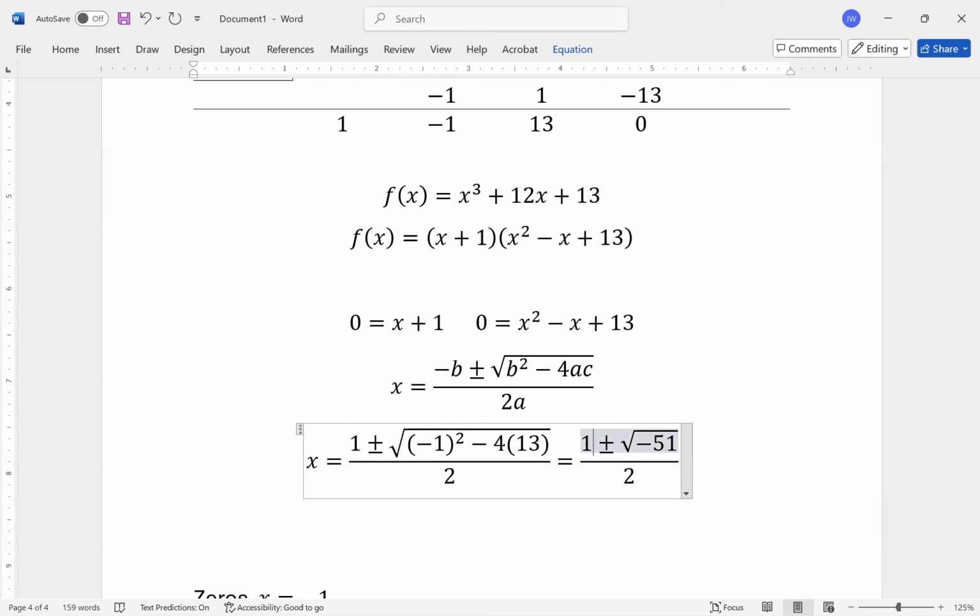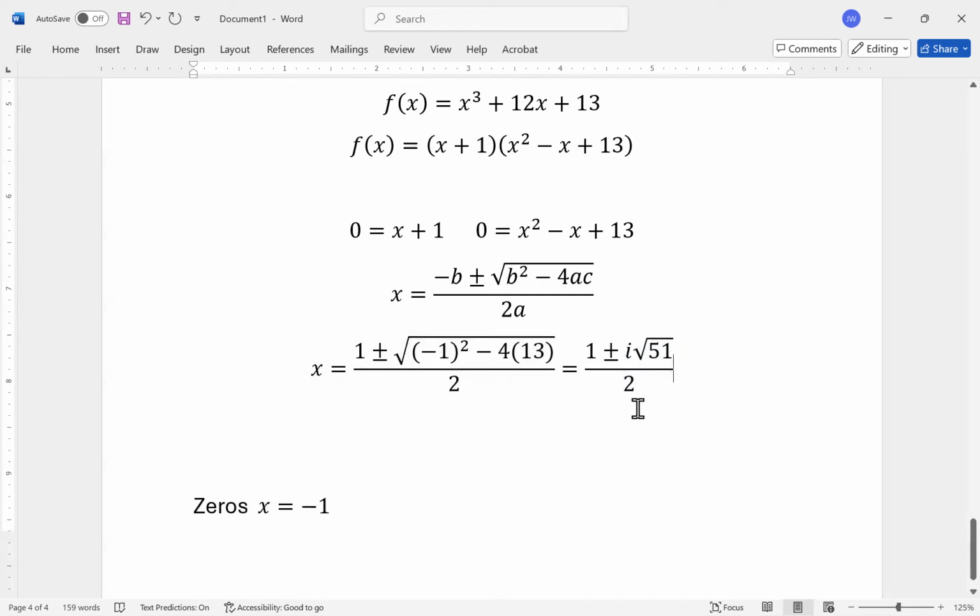This is obviously a complex number. By the way, if this were a +51, then it would not be a complex number, but it would be an irrational number. But we have a -51, so I can factor out that negative as an i. This gives me two more zeros, I should say.